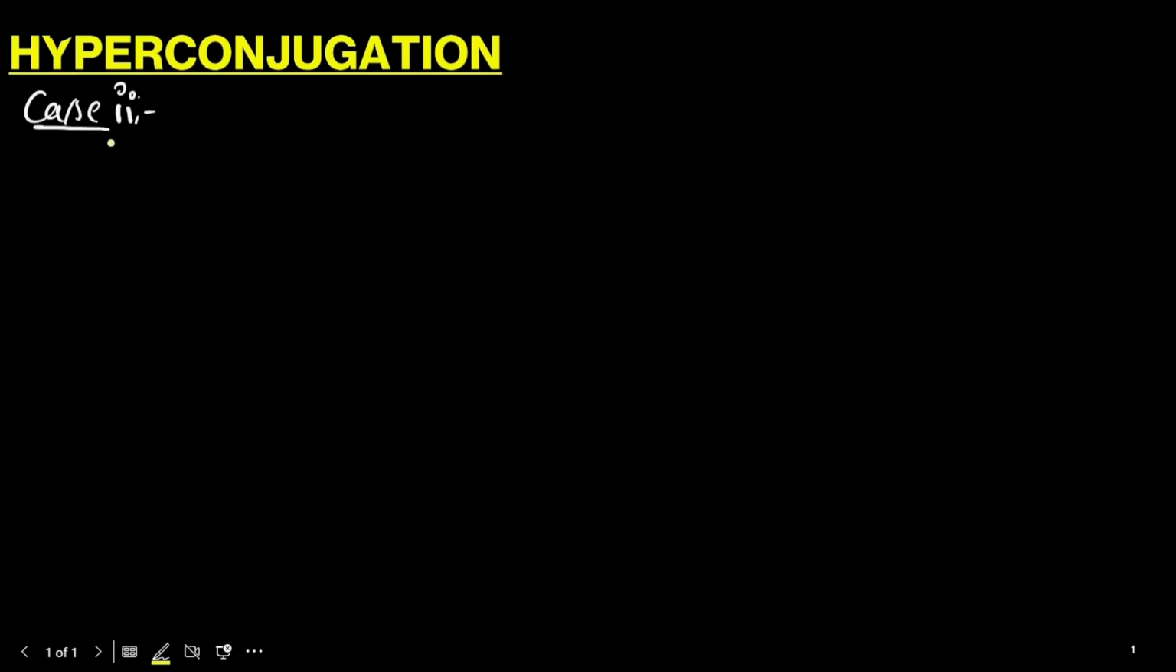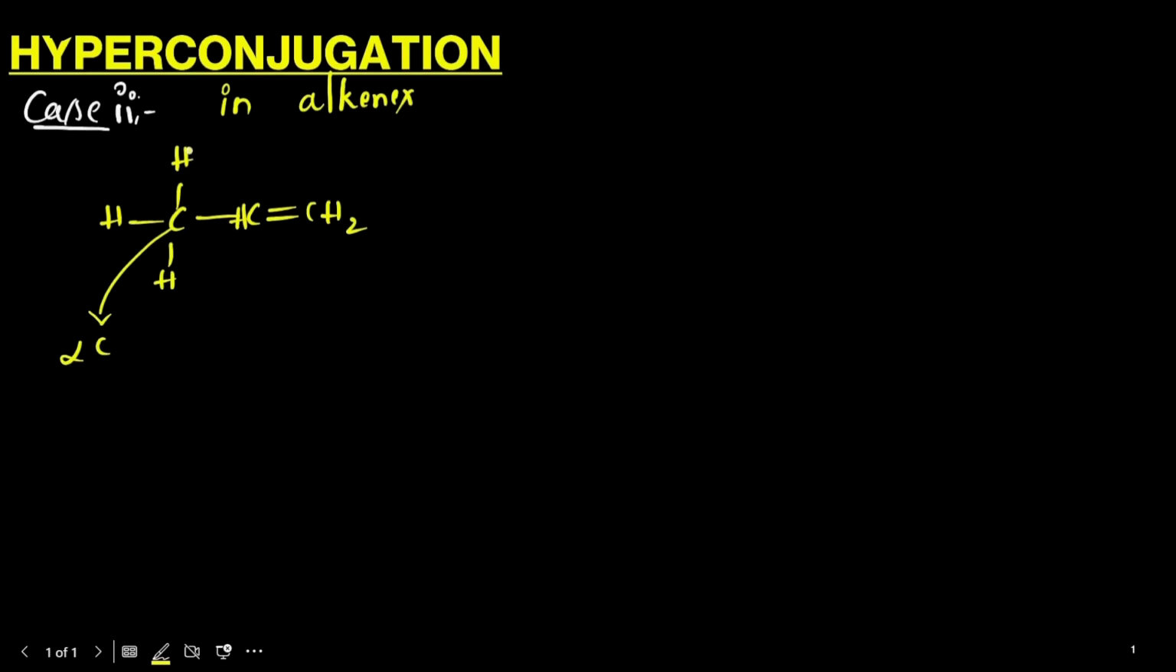Okay. Consider case 2 in alkenes. Consider an alkene, CH3 on the carbon attached to the carbon-carbon double bond, with hydrogens here, CH2. So this is an alkene. Here the carbon which is bonded to the carbon-carbon double bond is called the alpha carbon atom, and the hydrogens which are attached to the alpha carbon atom are called alpha hydrogens.